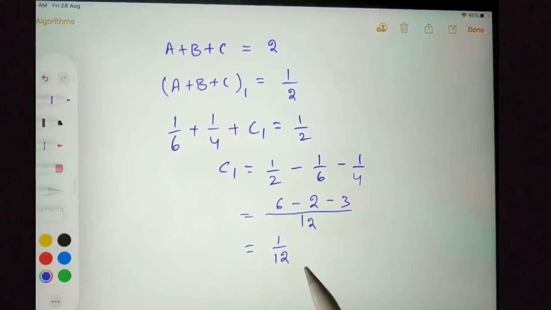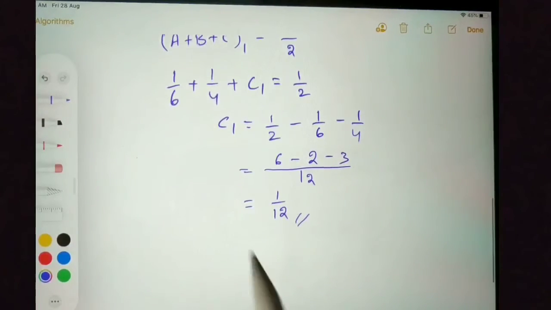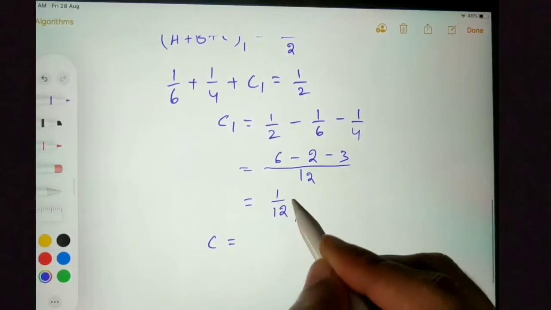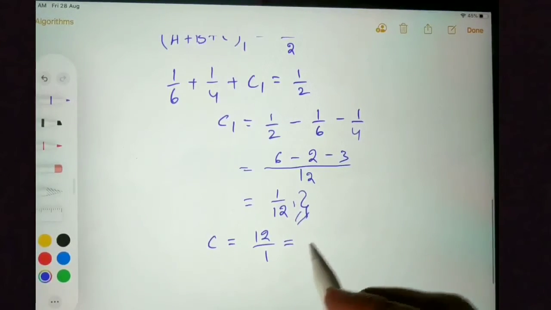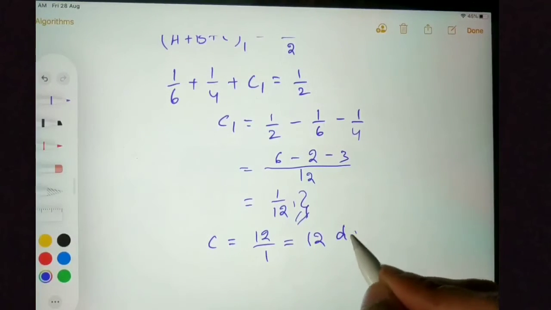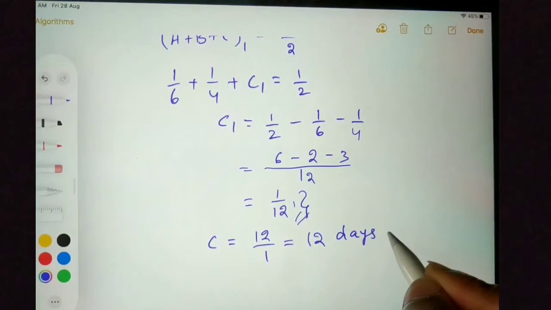This is C's 1 day's work. So in how many days can C complete the work? To get that we need to reverse this, that is 12 by 1. Answer is 12 days. Here is another problem.